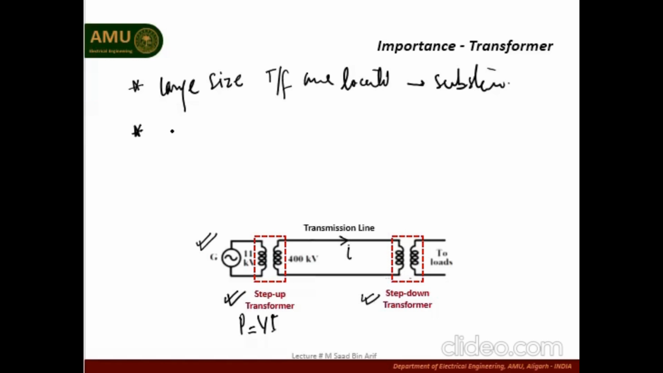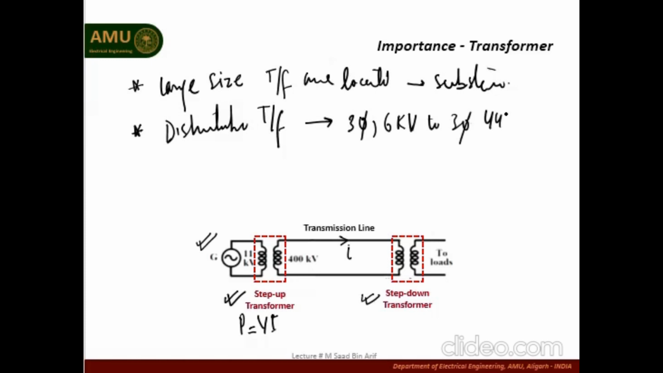This type of transformer changes the voltage level from 3-phase 6 kV to 3-phase 440 volt line to line voltage. So you can note that the distribution transformer changes the voltage level from 3-phase power at 6 kV to 3-phase power at 440 volt. This is line to line voltage. So this is all about the importance of a transformer, and from this you get a clear picture of how important the transformer is in any power system.